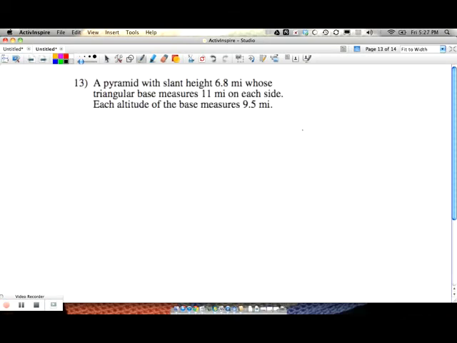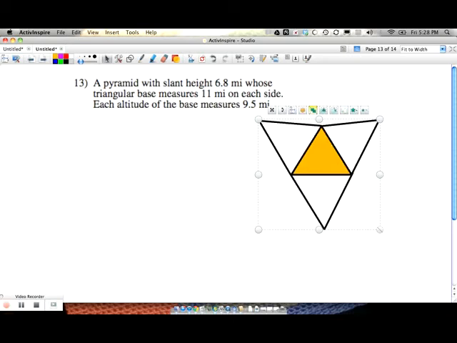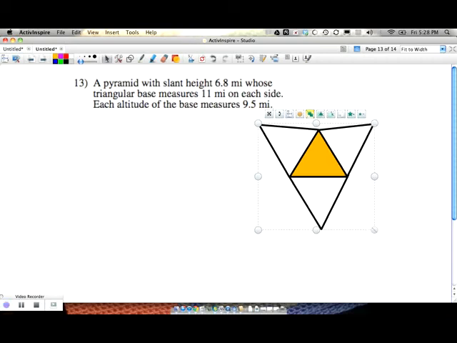Excellent. Ooh, this one doesn't give you a picture at all, but I drew one, at least the net, just to show you guys what we're looking at here. This is a pyramid with a slant height whose base is triangular. So notice that I just made a triangular base and I made a pyramid, which means I make triangles out of each of the other edges. So I have a triangular base, and it's 11 on each side. So this is 11, 11, and 11.